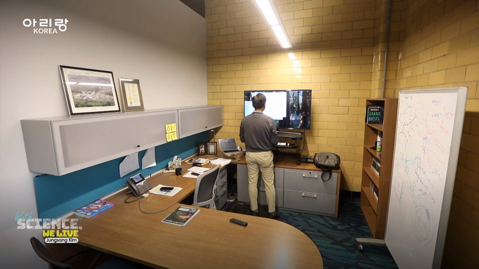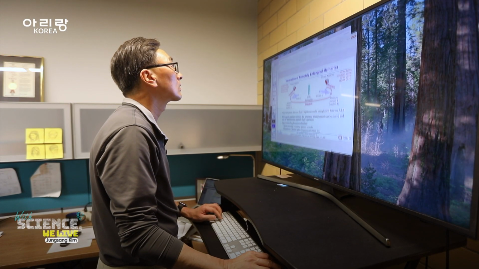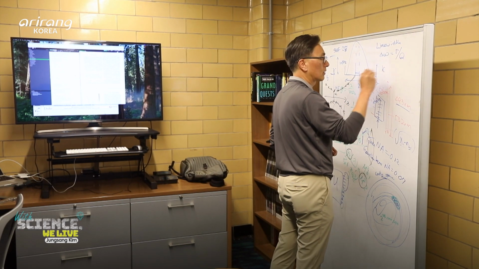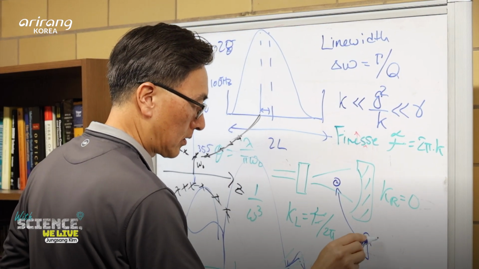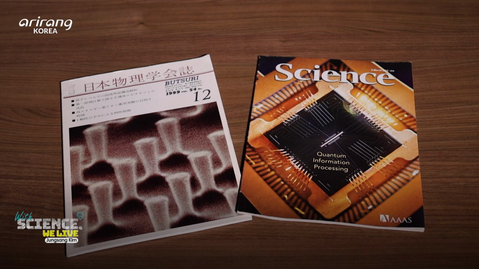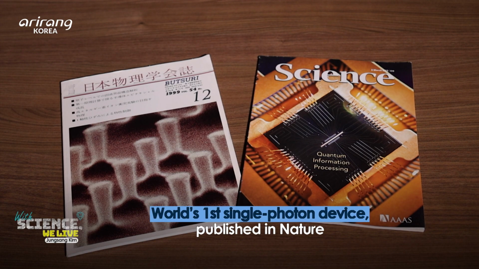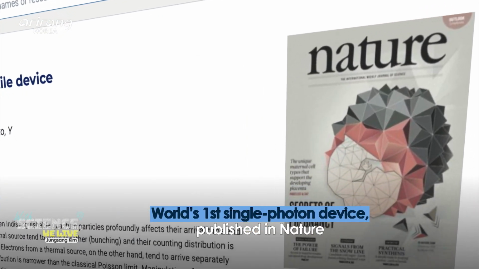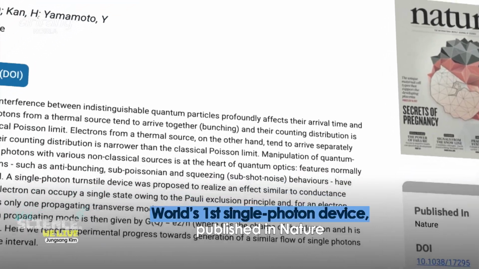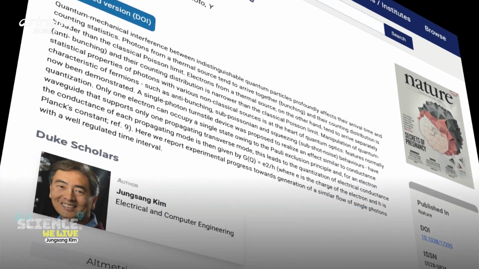Looking back, his career has been a continuous pursuit of firsts and breakthroughs. Graduating at the top of his class in physics at Seoul National University and receiving the Presidential Award, he went on to earn a PhD in physics at Stanford University. At the time, he developed the world's first single-photon turnstile device, which was featured in the prestigious journal Nature, and laid the foundation for quantum computer development.